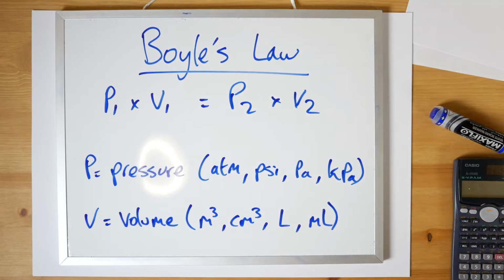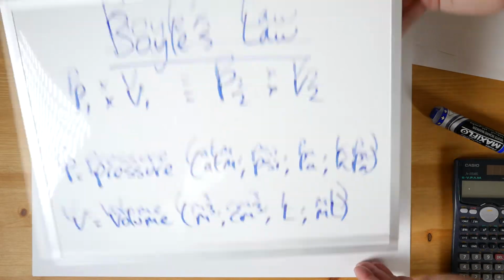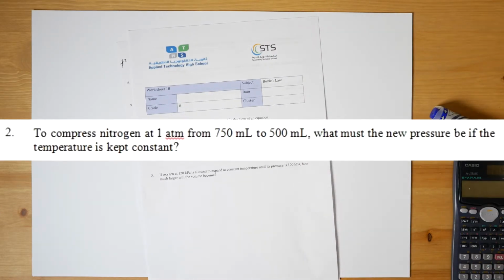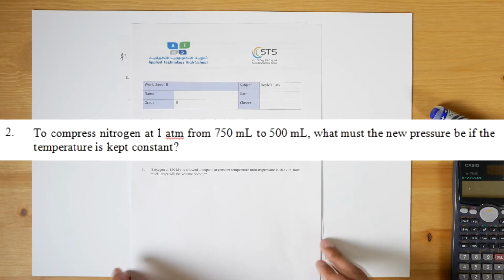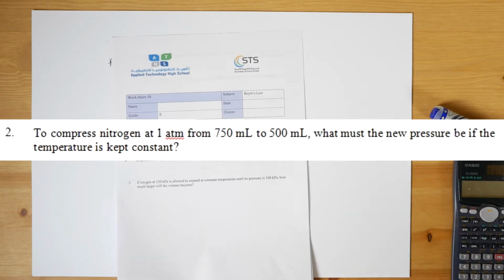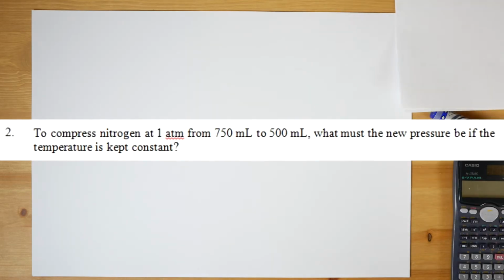So what we're going to do right now is look at how to work out pressure and volume in certain questions. Okay, so I've got a worksheet over here, and I'm going to have a look at question number 2. It says to compress nitrogen at 1 atm from 750 milliliters to 500 milliliters, what must the new pressure be if the temperature is kept constant? So let's have a look at that.